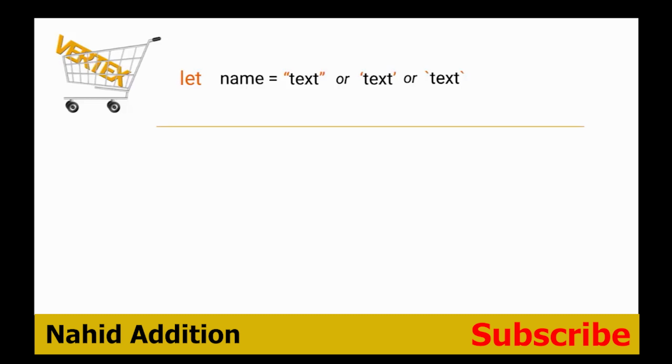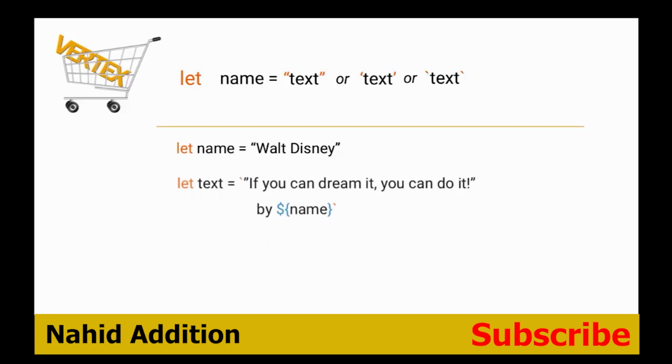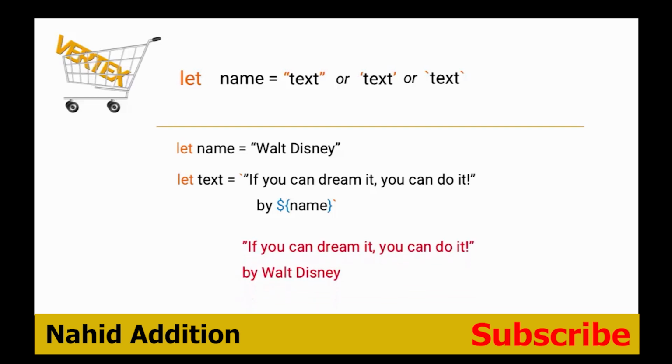It's best to explain what template strings are with an example. So in variable name, there is a value Walt Disney. And in the variable let with the name text, we want to save the text, if you can dream it, you can do it, by Walt Disney. And we want to keep the formatting as a quote. That's why we create the variable text. And then we write the quote in grave accents, and then on the next line, we're going to write by $, curly braces, and inside the variable name. And we're going to get a result like the one you see on the screen.